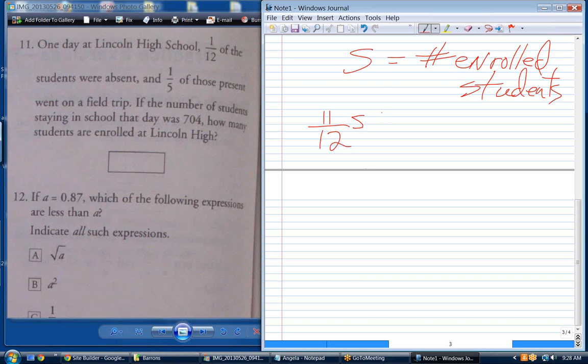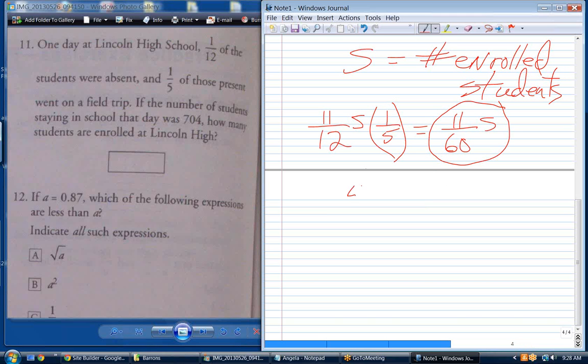Okay, so 11/12 of the students were present. So 1/5 of the 11/12 went on a field trip. So we're going to multiply that. That gives us 11/60 S. So that's how many people went on the field trip, leaving 704 behind. So I can say 49/60 of S is equal to 704.